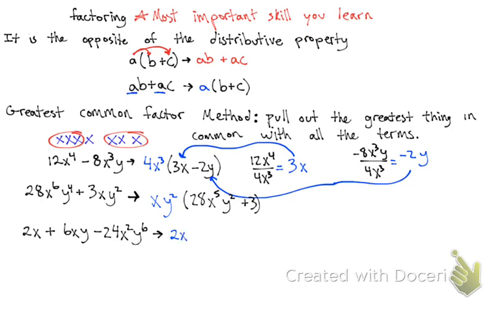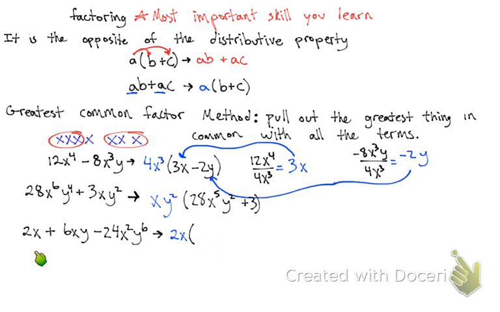And then with the y's, even though the second term has y's, the first one doesn't. So that means you can't take out the y. It has to be in common with all 3 terms. If only 2 of them have it, you can't do anything with it. So open up your parentheses.